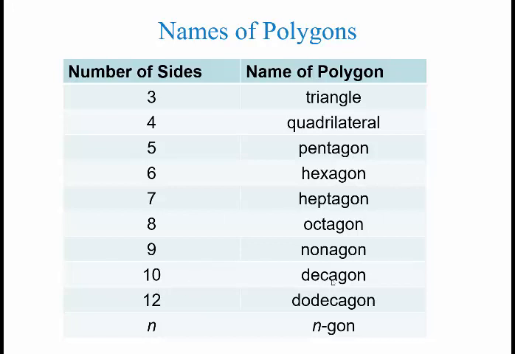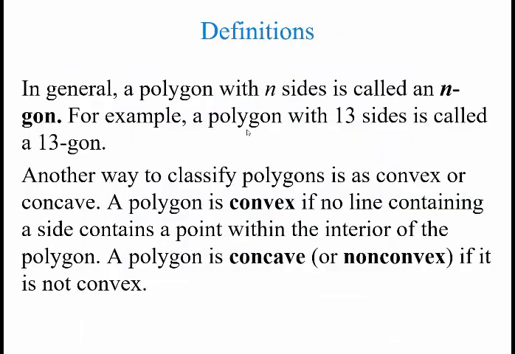After that, that's enough, and you don't have to memorize these. But anything that has n sides we just call an n-gon. So in general, a polygon with n sides is called an n-gon. For example, a polygon with 13 sides is just called a 13-gon. Another way to classify polygons is as convex or concave.